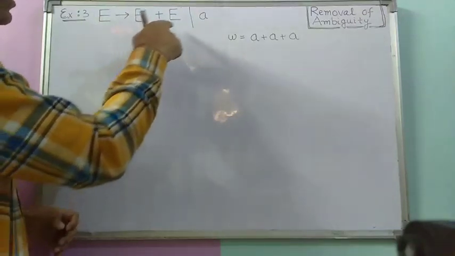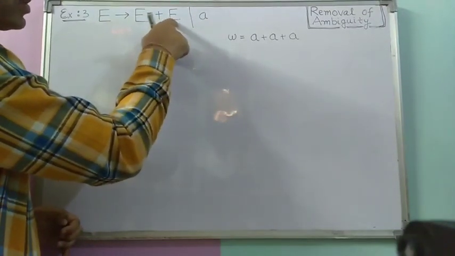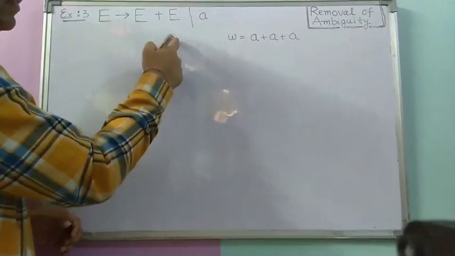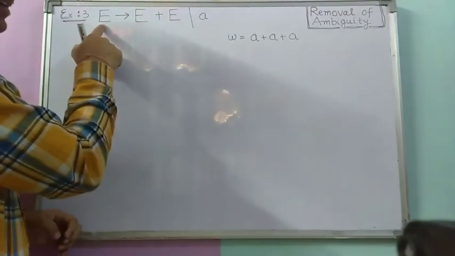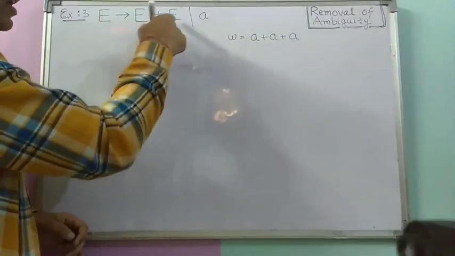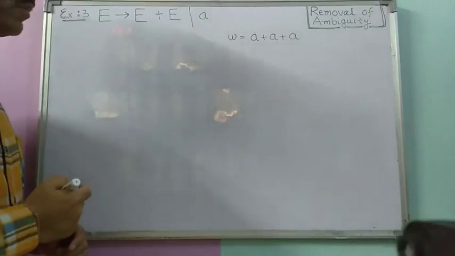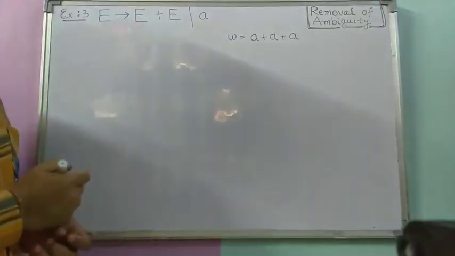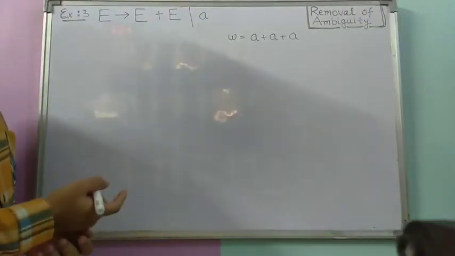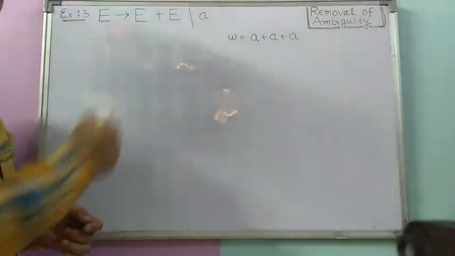Why does it have right recursion? The rightmost symbol in this production is the same variable which is present on the left hand side. So that's why it has right recursion. So in a single production, we have both left and right recursion simultaneously. So as per our discussion, this should be an ambiguous grammar. But let us prove that this is an ambiguous grammar.